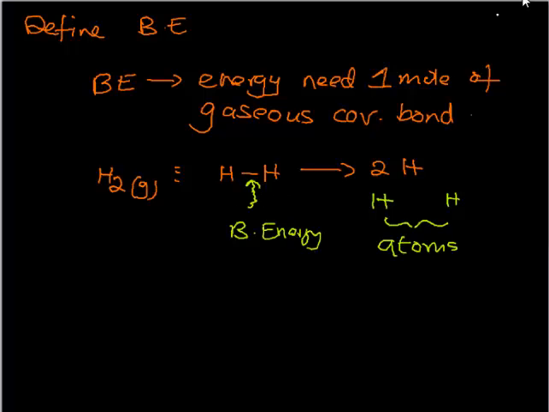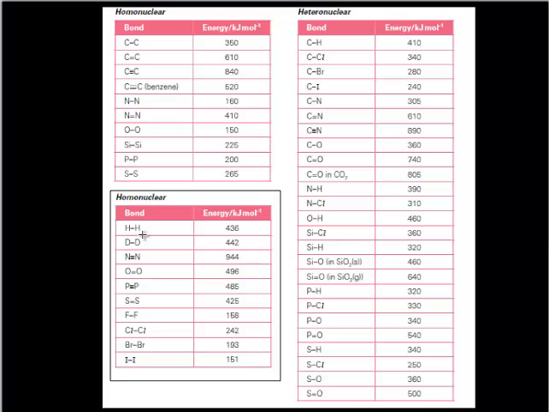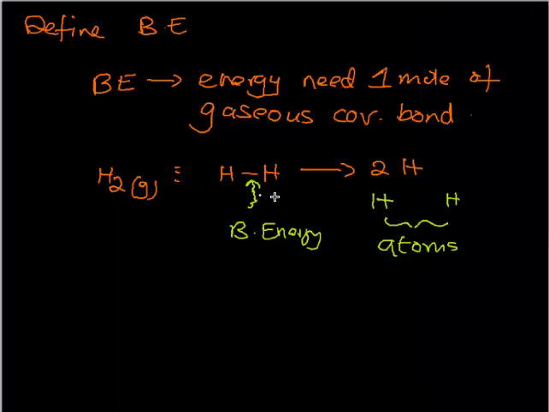Now if you take a look at the data booklet, this H-H bond happens to be 436 kilojoules per mole. So what does it say? It says that you would need 436 kilojoules of energy to break 1 mole of H-H. And when 1 mole of H2 is broken, you are provided with 2 atoms of H, of course 2 times 1 mole of atoms of H. So 436 kilojoules of energy is needed to overcome 1 mole of H2, and you will obtain 2 moles of atoms of H.